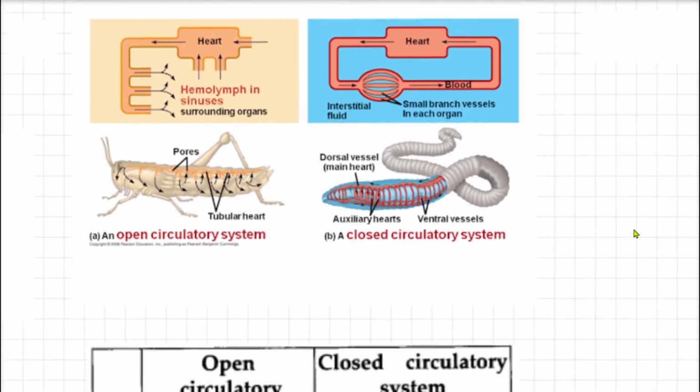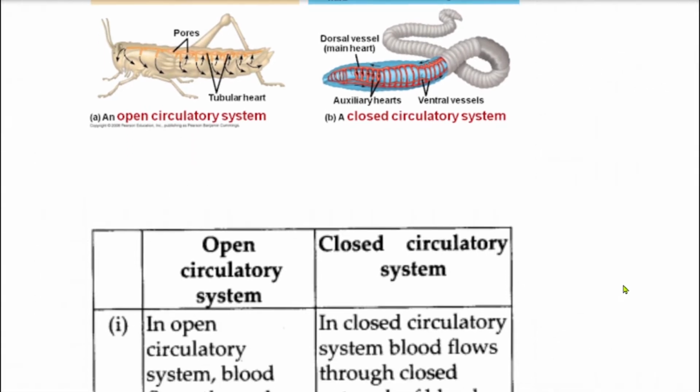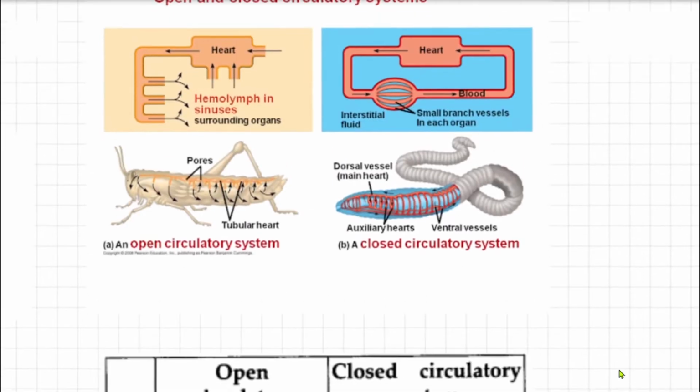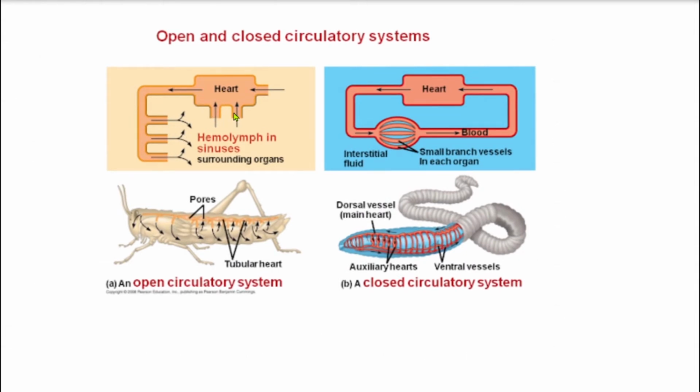And what are the differences between the two types of the circulatory system? In open circulatory system, blood flows through large vessels into open spaces called sinuses. These large vessels are open-ended. So the blood flows from large vessels into the spaces, and these spaces are called sinuses. And from these sinuses, blood will be returned back to the heart.